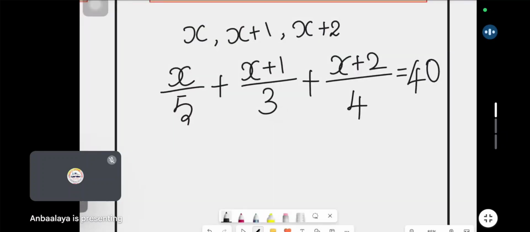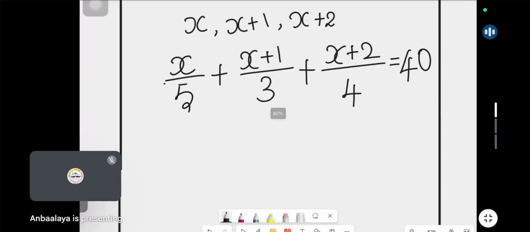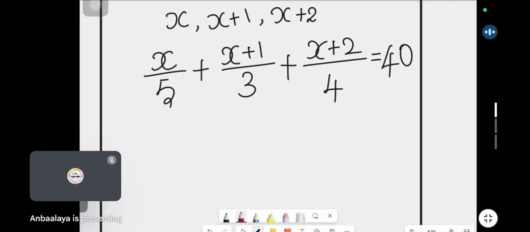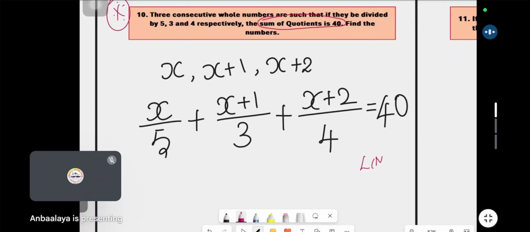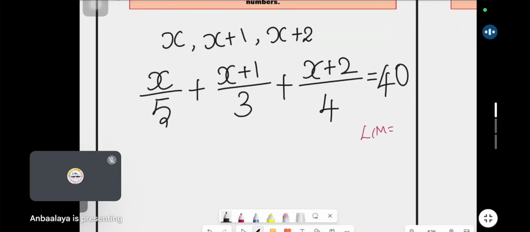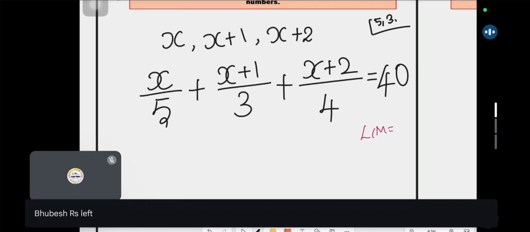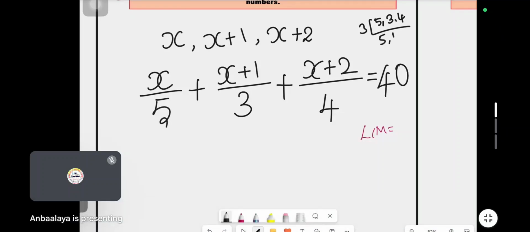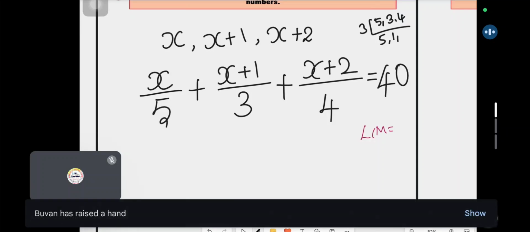Any doubt about how we formed this linear equation? Whenever we have a sum like this, we need to find the LCM of the denominators. In your notes, find the LCM and tell me what is the LCM of 5, 3 and 4. 60 is the answer. Very good. Those who told the correct answer, 60 is the LCM. So we got the LCM as 60.